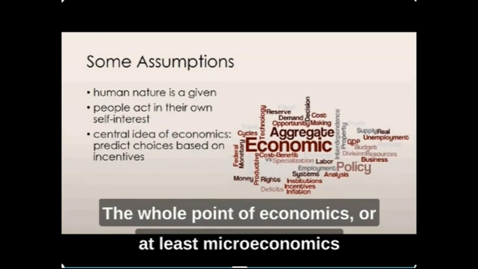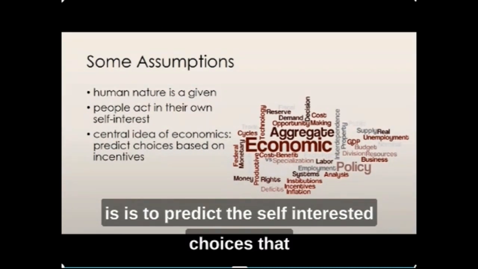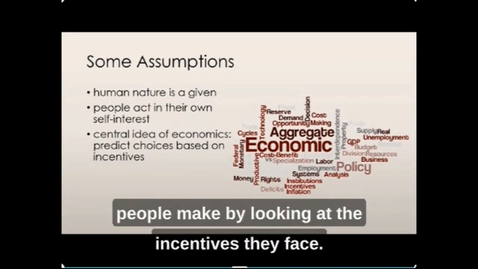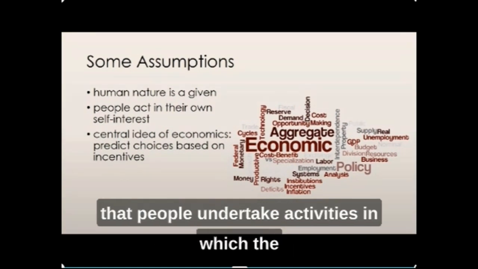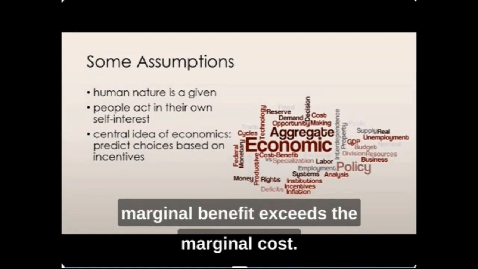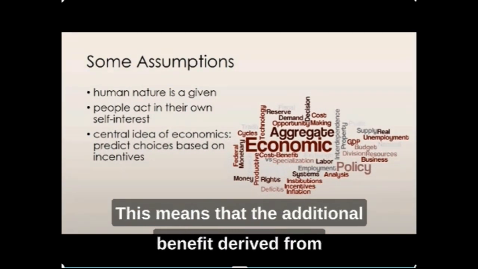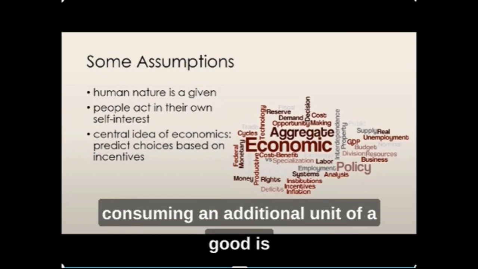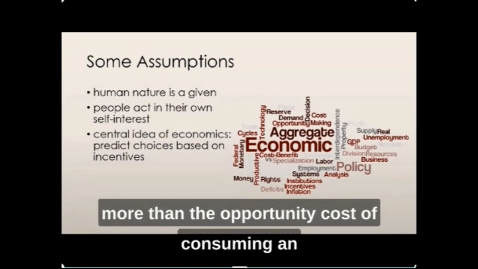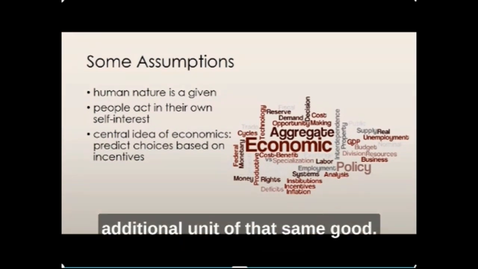The whole point of economics, or at least microeconomics, is to predict the self-interested choices that people make by looking at the incentives they face. We can do this because we assume that people undertake activities in which the marginal benefit exceeds the marginal cost. This means that the additional benefit derived from consuming an additional unit of a good is more than the opportunity cost of consuming an additional unit of that same good.